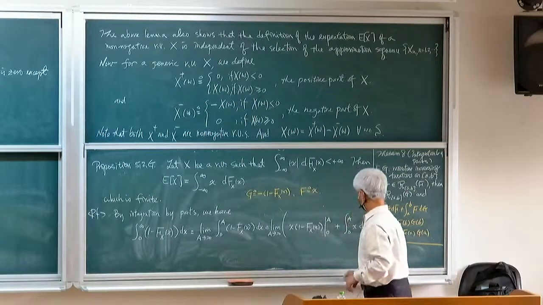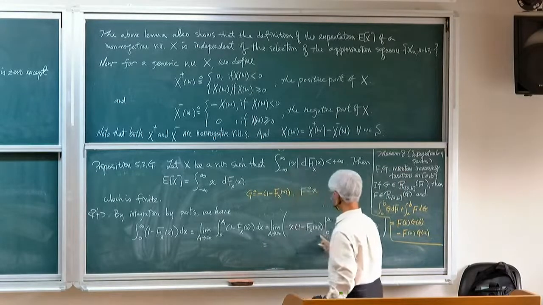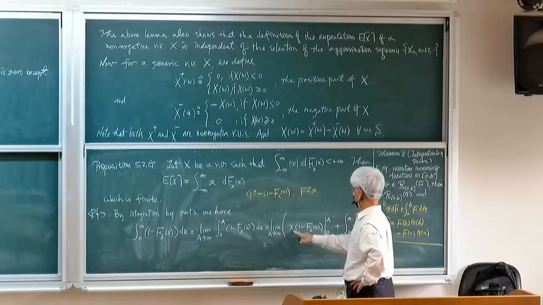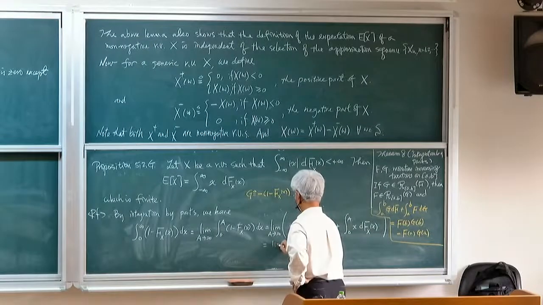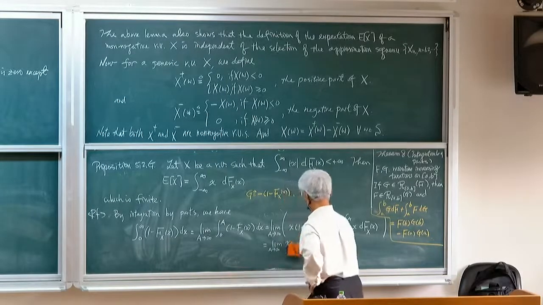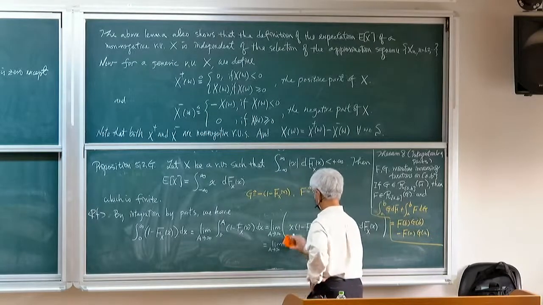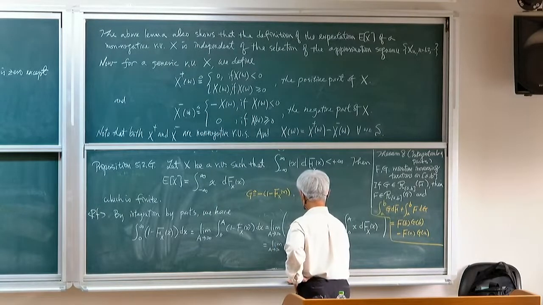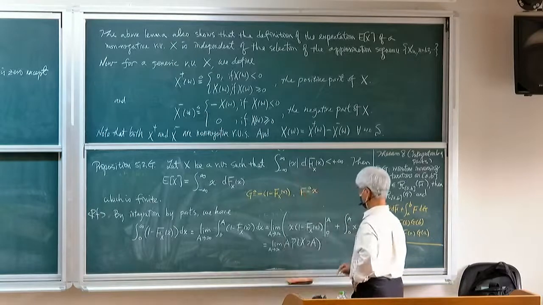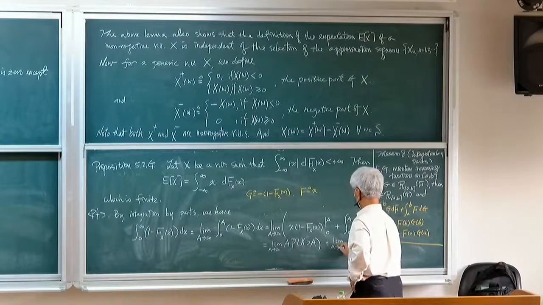Okay, and you see, this is 0 here. So you have the limit as a goes to infinity of a times (1 minus F of a), which is a times the probability of X greater than a, and plus the limit as a goes to infinity.